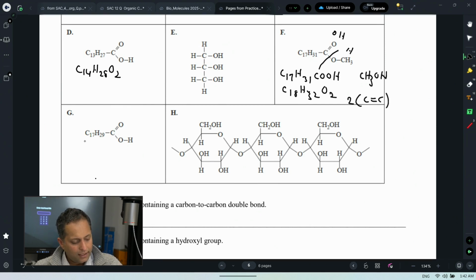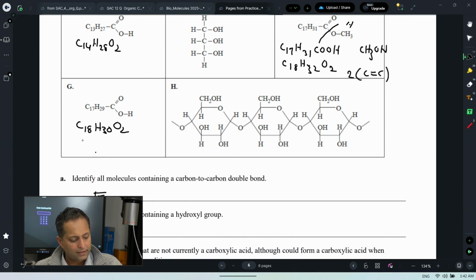Have a look at the other one. It seems like it's easy. C18H30O2. If this was to be saturated, you need to have 36, C18H36O2. Now this has 6 hydrogens missing. 6 hydrogens missing means 3 carbon to carbon double bonds. So this has got 3 carbon to carbon double bonds, right? So this has to be F and G.